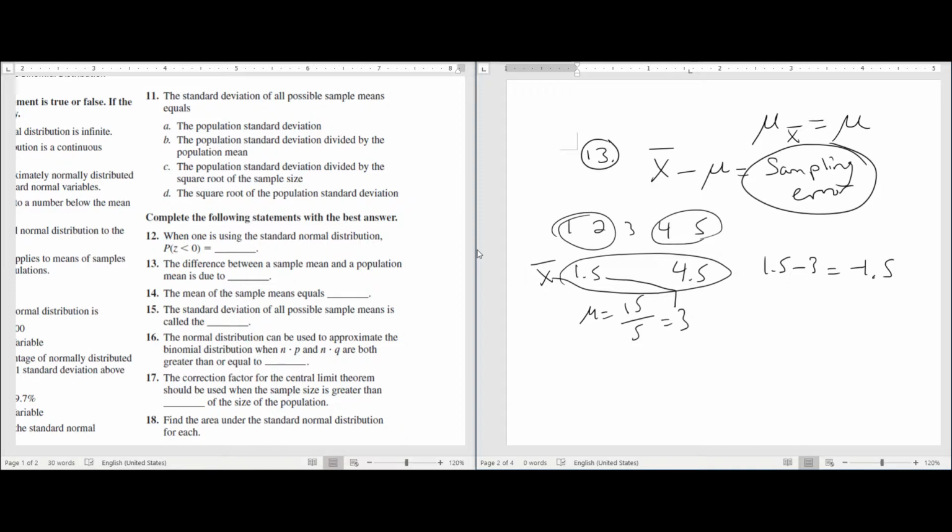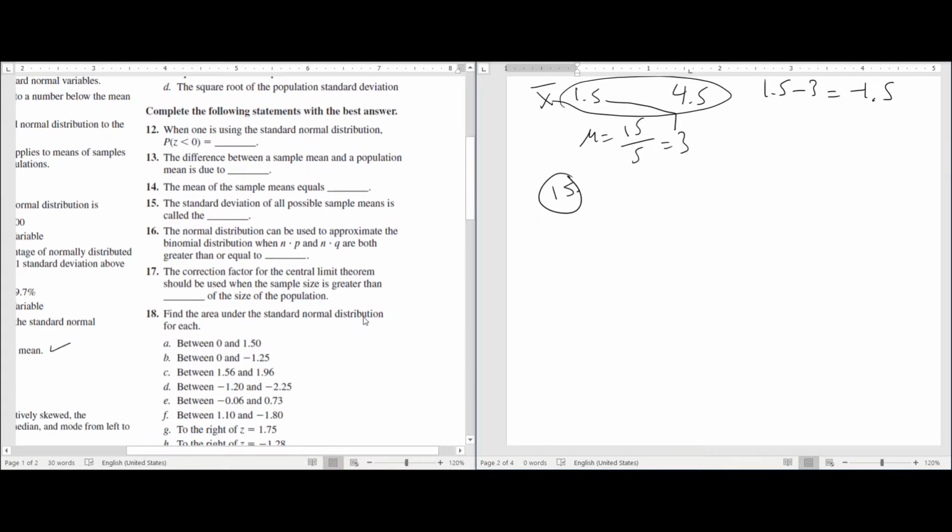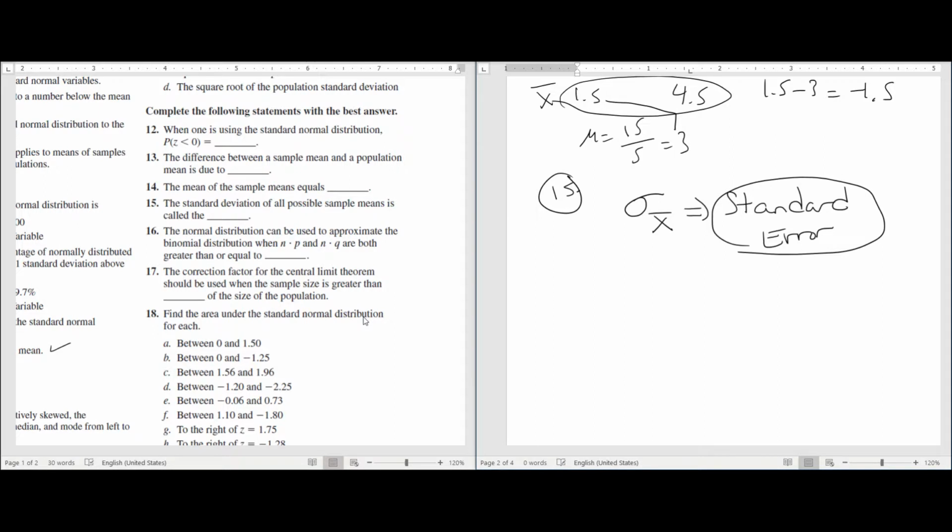All right, number 15. The standard deviation of all possible means is called the, so this is the sigma x bar. The sigma x bar, the standard deviation of the means, we call that the standard error. So the standard deviation of all possible means is called the standard error.